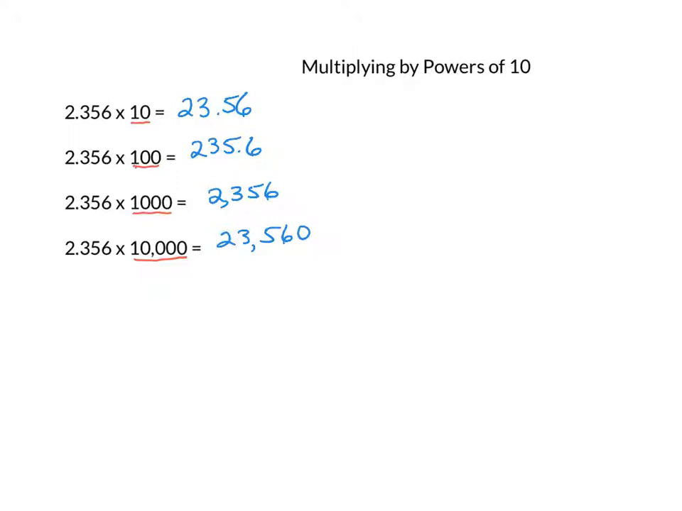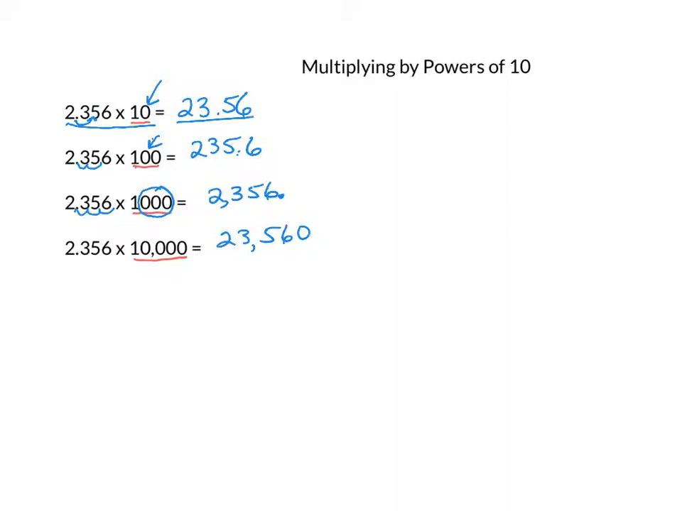So let's take a look at the very first one, 2.356 times 10. Notice there is 1 zero in the number 10. And all that happened is the decimal point got moved over 1 place. So it's 23.56. For the second one, there are 2 zeros, and the decimal point got moved over 2 places, so it's 235.6. The next one, there are 3 zeros, and the decimal point got moved over 3 places, and there's an understood decimal after the 6, 2,356.